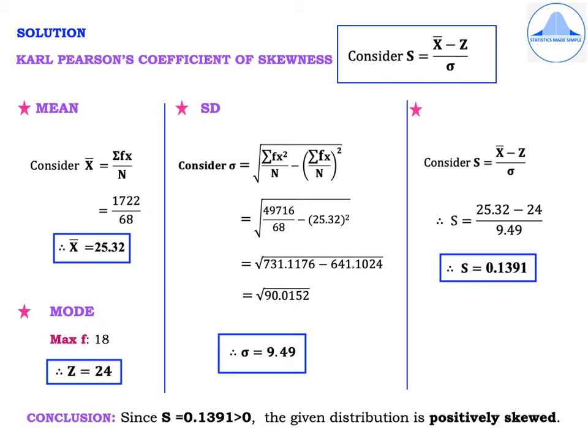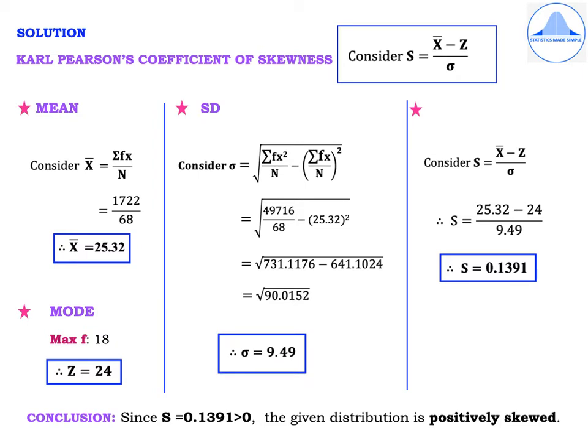Now substituting the values of x bar, z and sigma in S, we get therefore S is equal to 25.32 minus 24 divided by 9.49, or S is equal to 0.1391. So we can take 4 places after the decimal for coefficient of skewness.